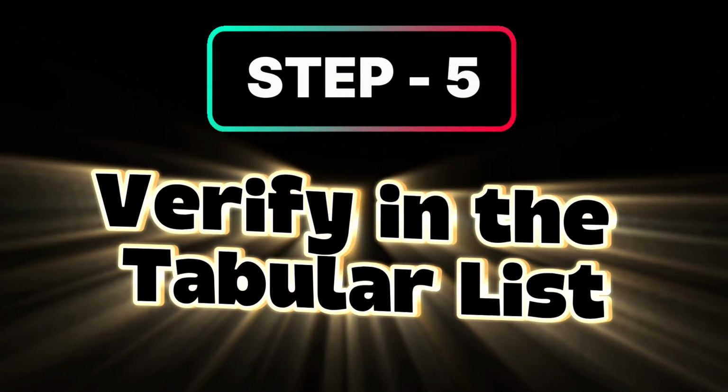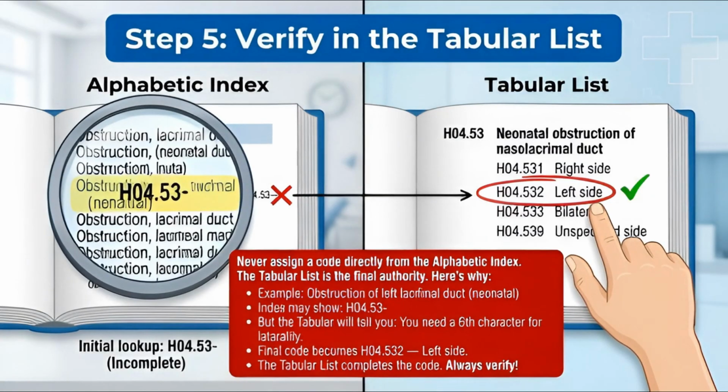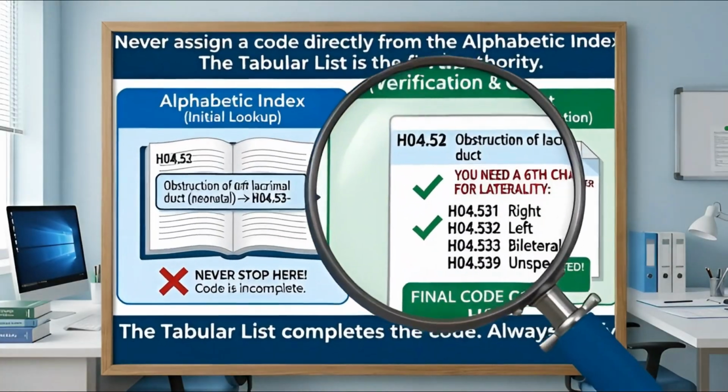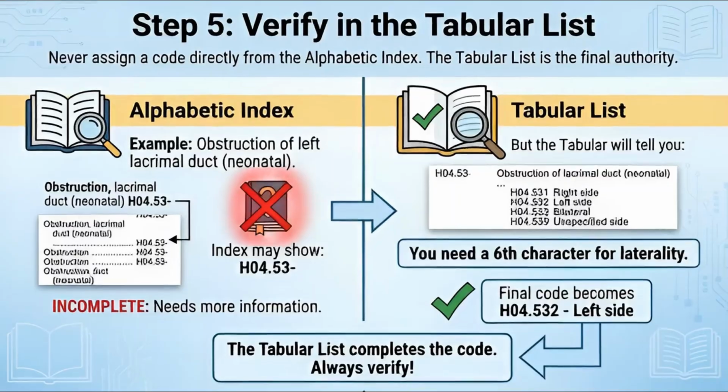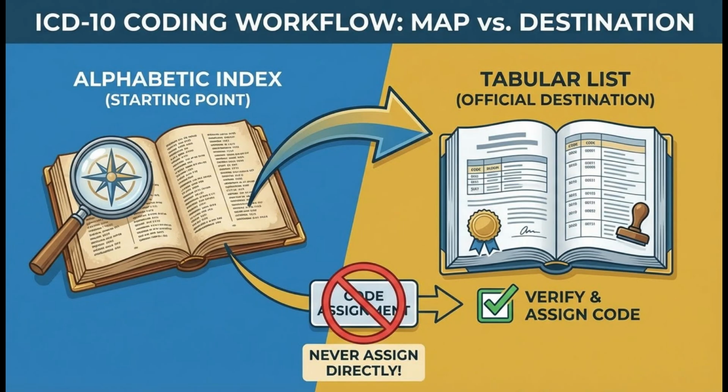Step 5. Verify in the tabular list. Step 5 is one of the biggest rules in ICD-10-CM, and if you follow this one faithfully, you'll avoid so many coding errors. Never assign a code directly from the alphabetic index. The index is just your starting point. The tabular list is the final, official source. Think of the index as a map, and the tabular as the destination. Let me show you why this matters.